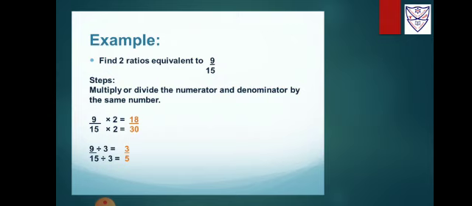Similarly, we can find another equivalent ratio by division. 9 divided by 3, 15 divided by 3. That is equal to 3, since 3 threes are 9 and 3 fives are 15. So it equals 3 upon 5.